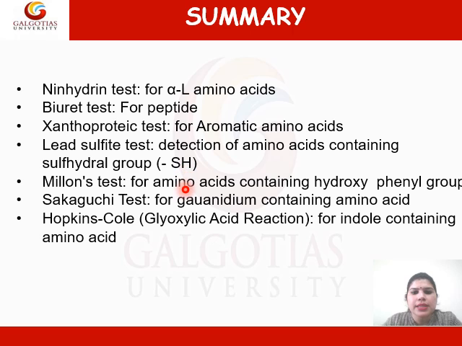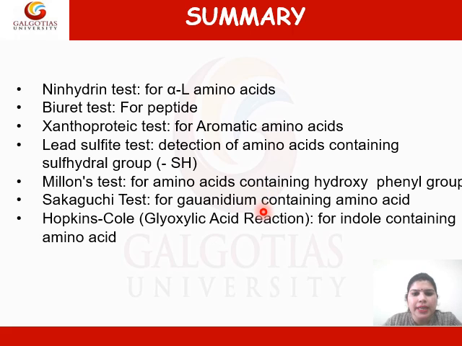Millon test. This test is used for the identification of amino acid containing hydroxyphenyl group. In this, nitration of tyrosine complexes with the mercury ion in the solution to form a brick red color. This test, Millon test, is basically used for the tyrosine amino acid.